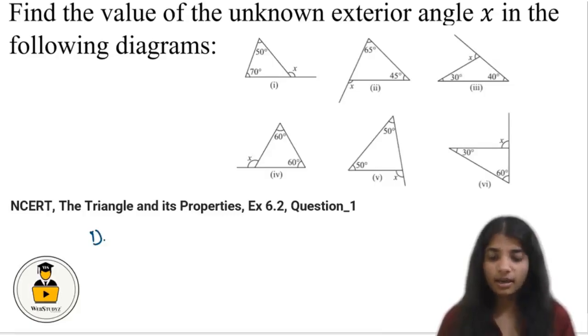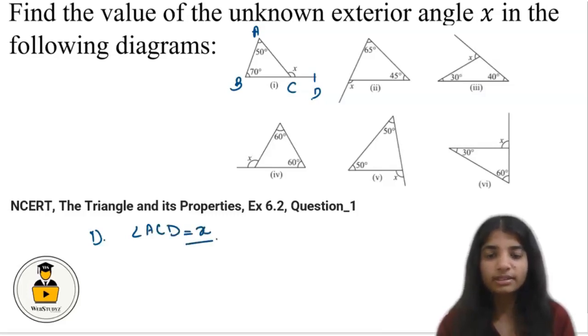Let's say this is A, this is B, this is C, and this is the point D. We have to find out the value of the angle ACD. Here, let's say angle ACD is equal to x. We have to find out the value of this x.